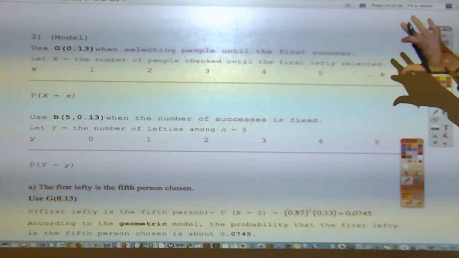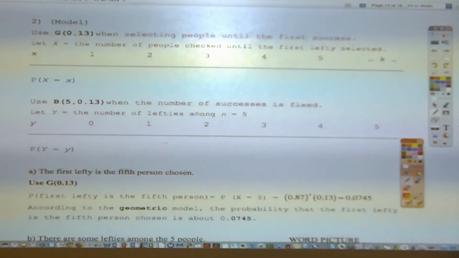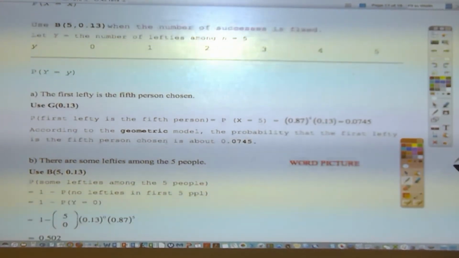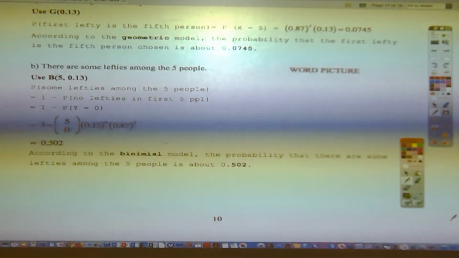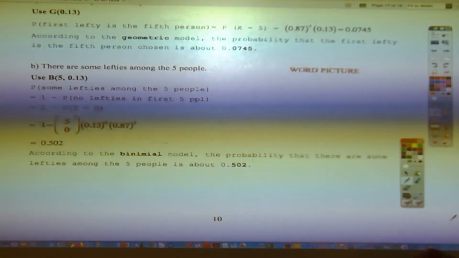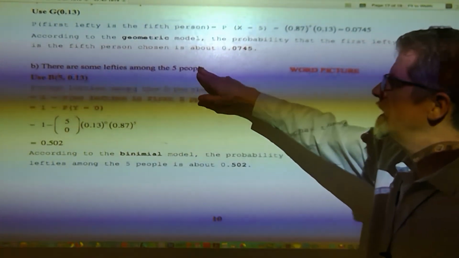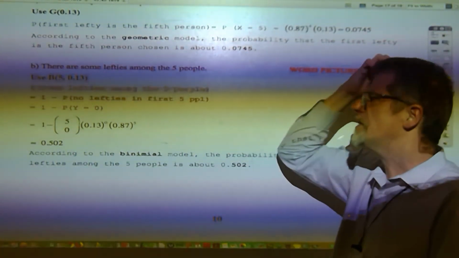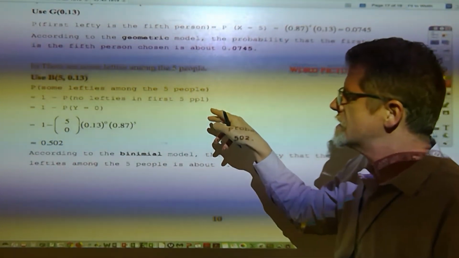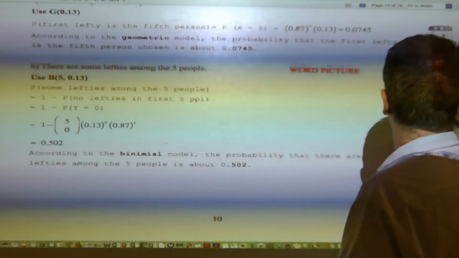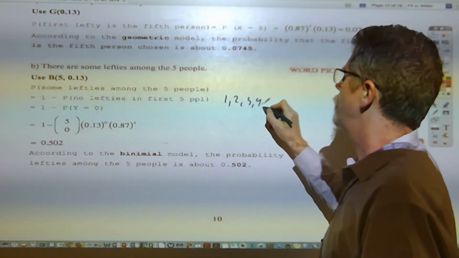Some of the questions are going to be geometric in nature, some are going to be binomial in nature. And the first one that's truly binomial in nature is part B, down here at the bottom. It says, what's the probability that there are some lefties? Some lefties means one or more lefties. Well, notice how this is broken down. Some lefties, that would be how many lefties? That would be 1, 2, 3, 4, or 5.